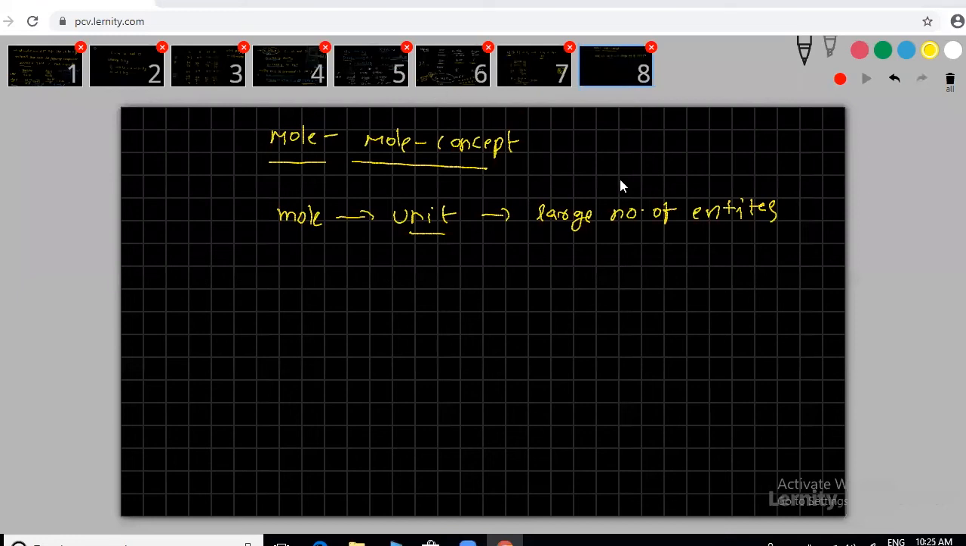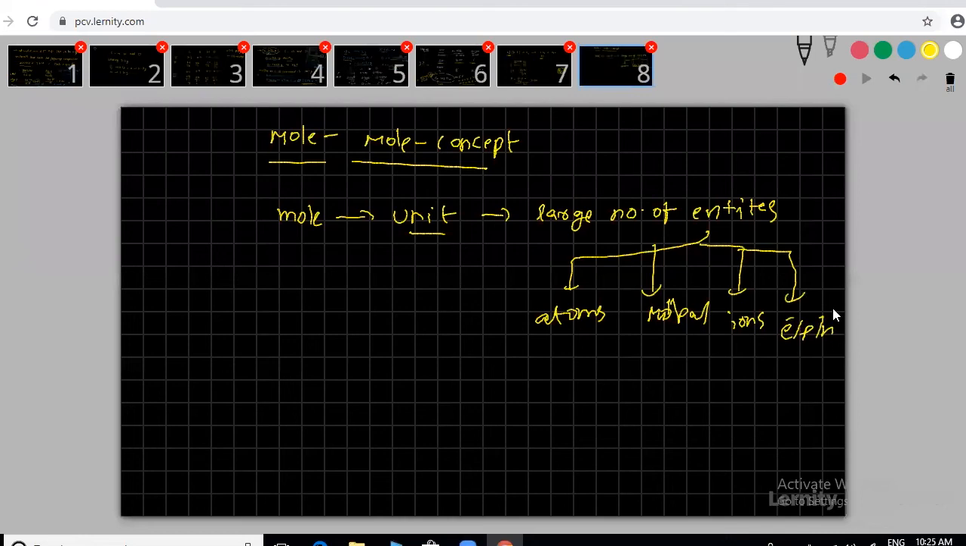You can write: entities means atoms or molecules or ions or electrons or protons or neutrons. Any small particles we can take here. Understood?